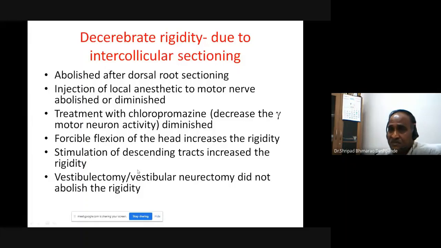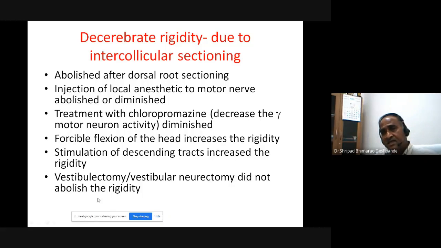Because of the increased gamma activity, they also see that. So he checked that and he found the rigidity. He also stimulated the descending tracts and found increased rigidity. All these things put together, he mentioned that the intercollicular sectioning, Sherrington's decerebration, is due to increased gamma motor neuron activity. And that gamma motor neuron activity produces what is called decerebrate rigidity.